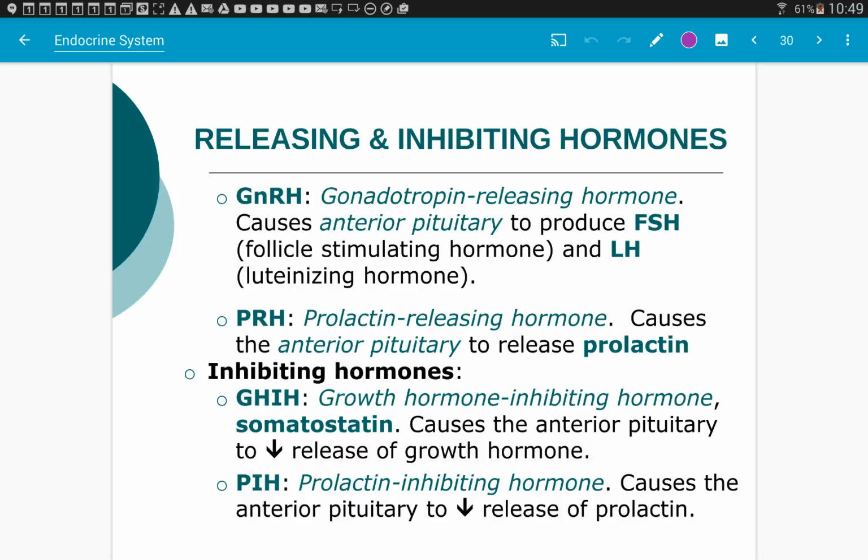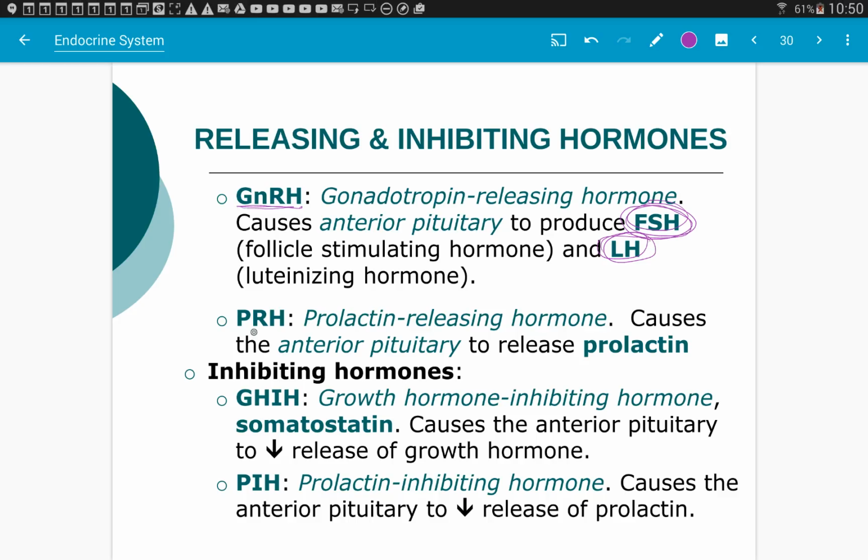More on the releasing hormones. Then we have gonadotropin releasing hormone, GnRH, and this still travels down the infundibulum to the anterior pituitary, and it releases two different hormones from the anterior pituitary. Gonadotropin releasing hormone stimulates the release of follicle stimulating hormone and luteinizing hormone. So it causes the release of two hormones from your anterior pituitary.